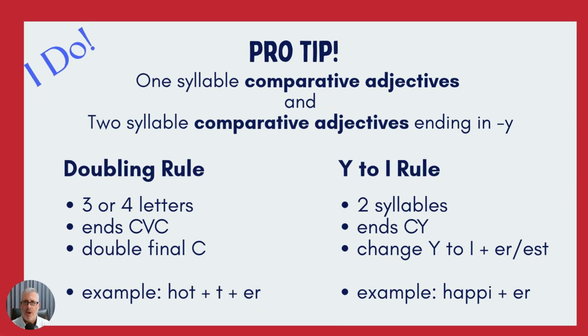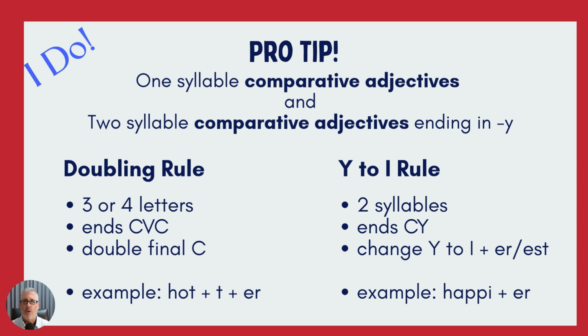Now, how do we know? How do we do this? Got a pro tip for you here today. When you have one syllable comparative adjectives and two syllable comparative adjectives ending in y, there are rules to follow. So the doubling rule is for one syllable comparative adjectives. So just follow the rules.